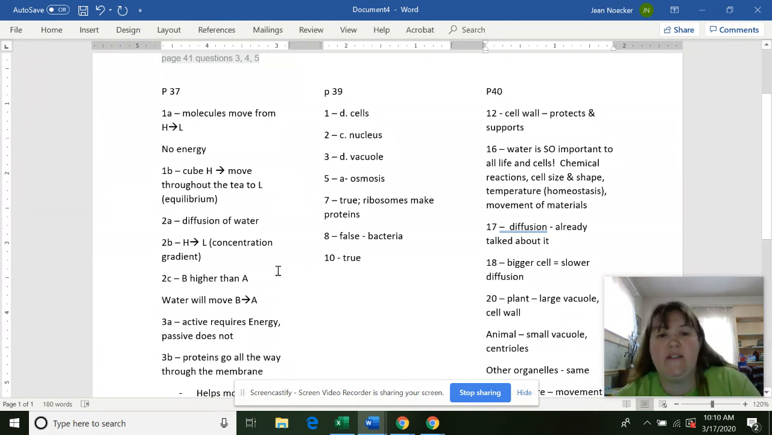Number 1 asks, what is diffusion? And we know that diffusion is when molecules move from high concentration to low concentration. Please make sure you include that it does not need energy.